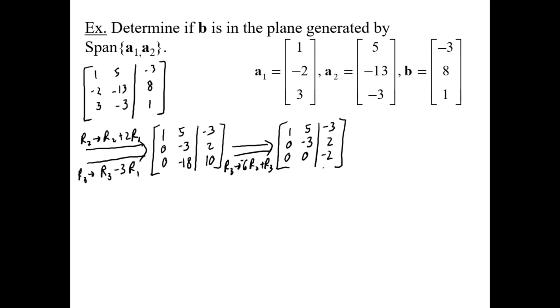Finally, we're going to notice that because there is a pivot position in the last column, this tells me that the system is inconsistent. System is inconsistent.